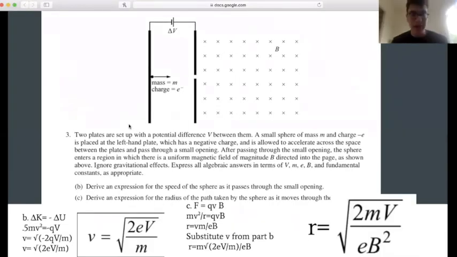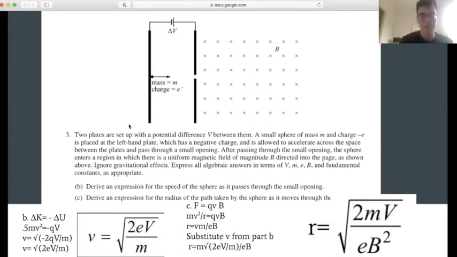Next, two plates are set up with a potential difference V between them. A small sphere has a mass of M and a charge of negative E and is placed at the left-hand plate, which has a negative charge and is allowed to accelerate across the space between the plates and pass through a small opening. After passing through the small opening, the sphere enters a region in which there is a uniform magnetic field of magnitude B directed into the page as shown above. Ignore gravitational effects, express all answers in terms of V, M, E, B, and fundamental constants.